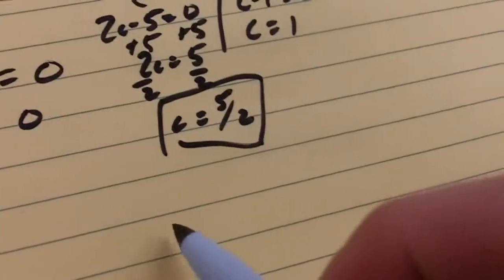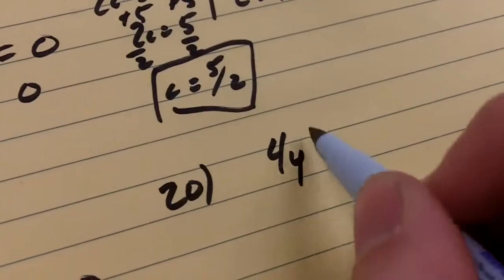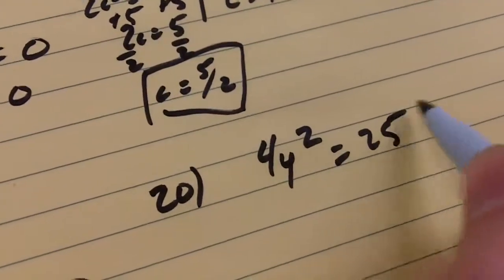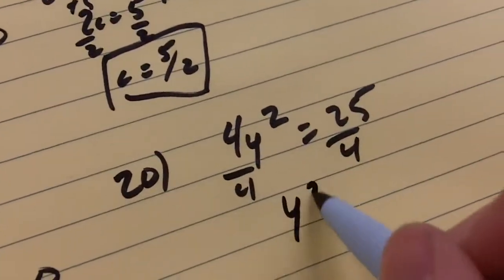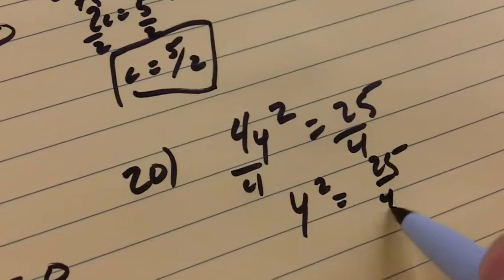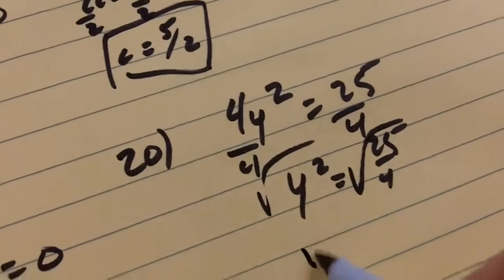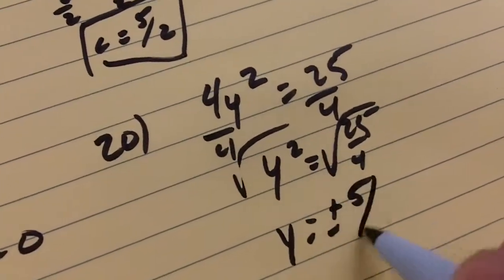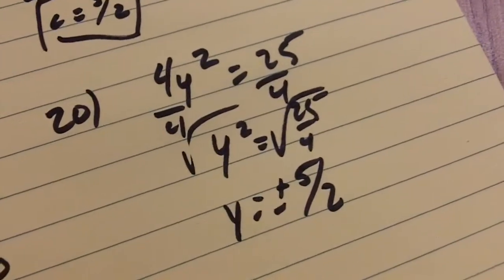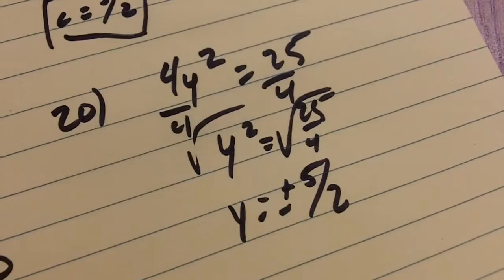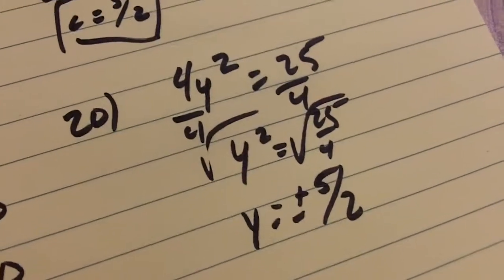And 20, the last one I show, 4y squared equals 25. This I have a square here, so I can divide by 4. y squared equals 25 over 4, square root on both sides, y equals plus or minus 5 over 2. And those are the evens. I do want you to try the odds on your own, and that'll be that. We'll work on this tomorrow.